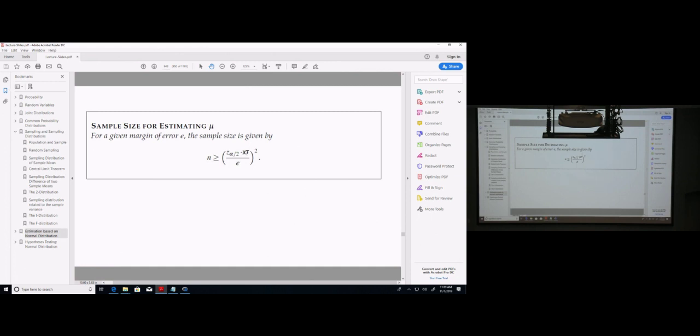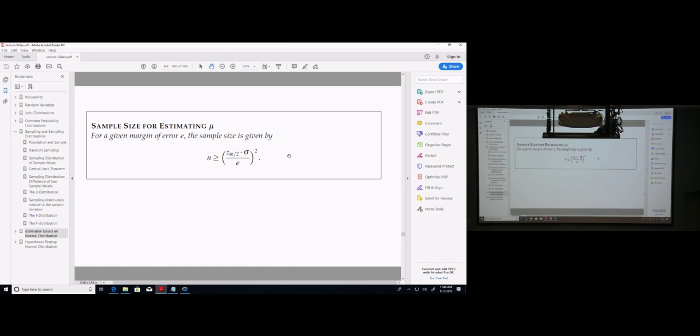But this makes sense because if your margin of error is small, you expect to need more samples. I mean, you need to have a larger sample size. So this expression tells you that, because the margin of error is in the denominator, if the variation of the population is large, you again need a larger sample size to offset the large variation in the population.